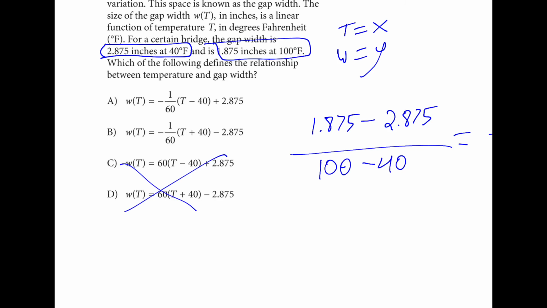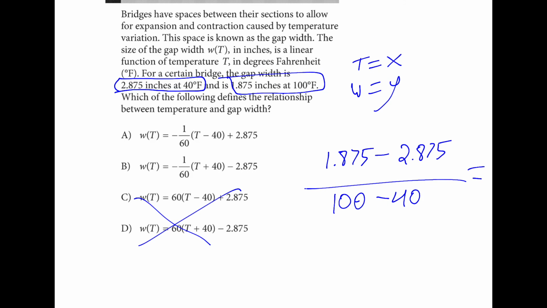So I'm going to rule these two out, and it appears the major difference is about the starting point. And the starting point, if we plug in 40, that's when we get 0. So the starting point should actually be 2.875.